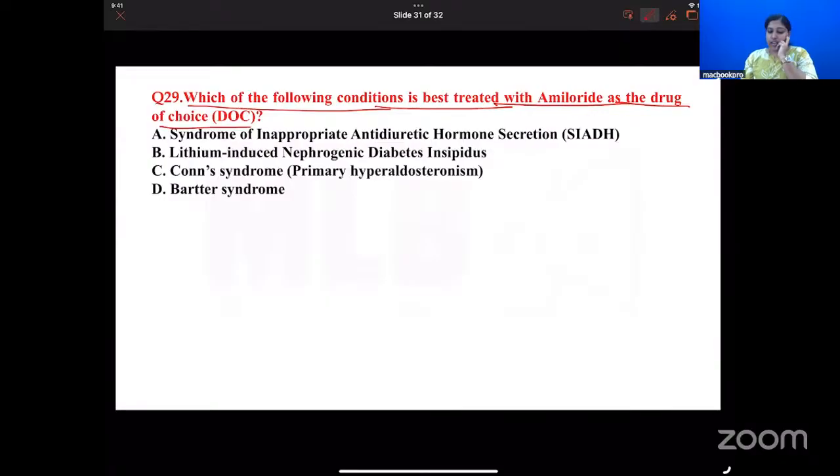First of all, what is amiloride? Very good. Ankur on fire.